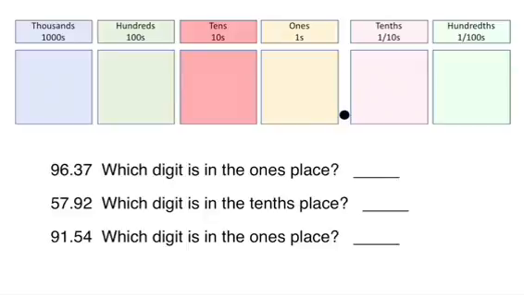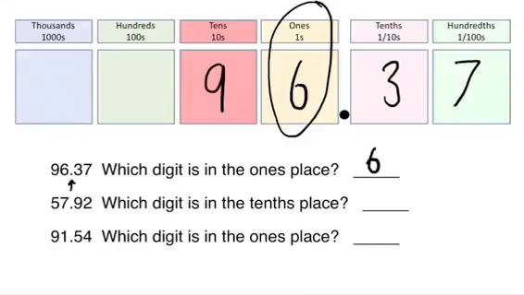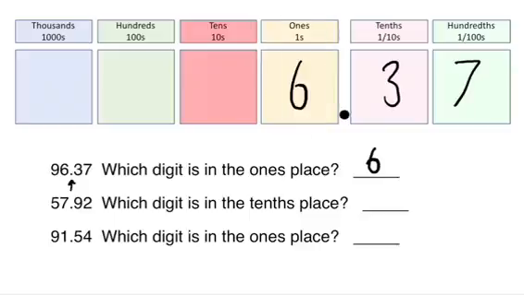This is where you need to tell me the place value of a specific digit. So, which digit is in the ones place? Well, this number is 96.37. This decimal point helps us line up where these digits go. Which digit is in the ones place? Well, that one is. So the digit is a 6. That's all there is to that one.